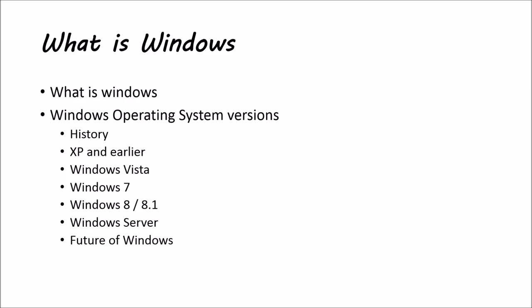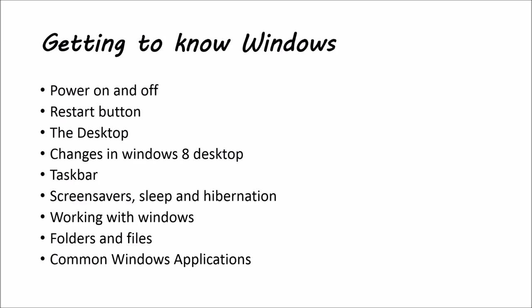So next we moved on to what is Windows. And what is Windows? We learned about the Windows operating system and the versions. We learned about the history and the different types of Windows. We eventually got into getting to know Windows.